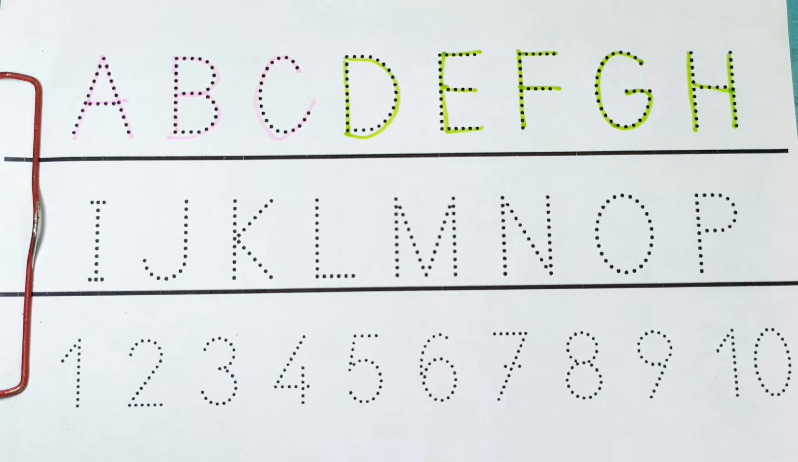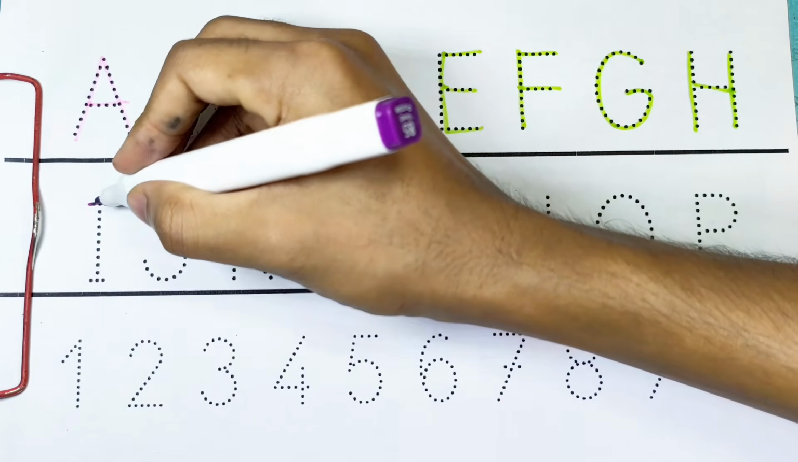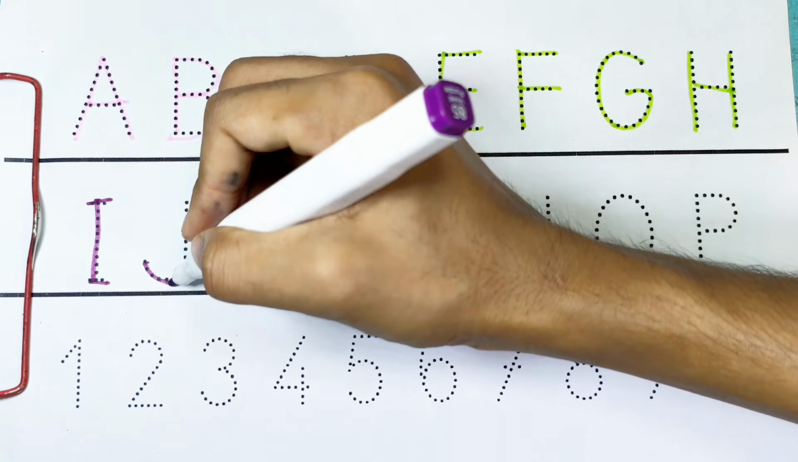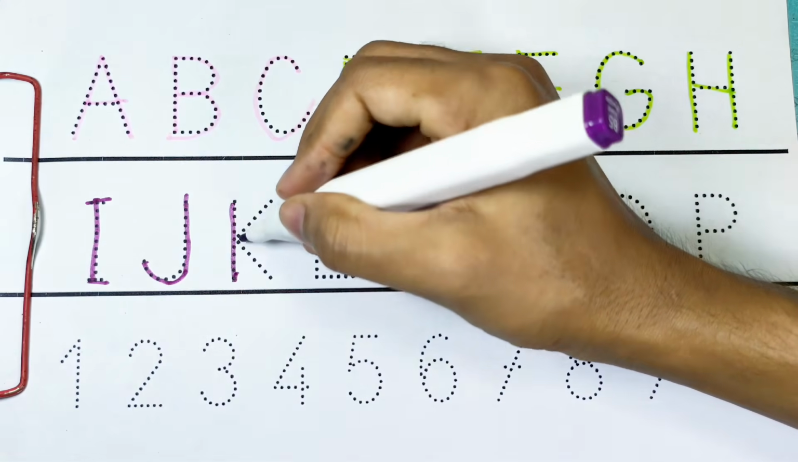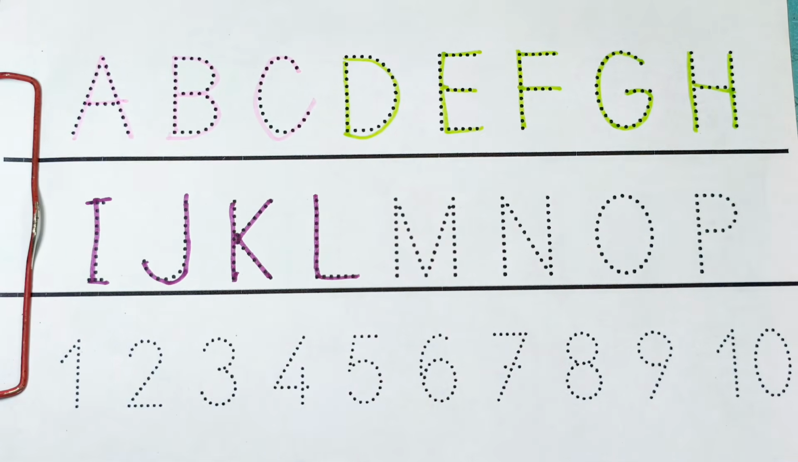H for hand. Vivid purple color. Now we're writing I. The alphabet of I. I for ice. I for ice cream. J, K for kite. L for lion. L for lemon.